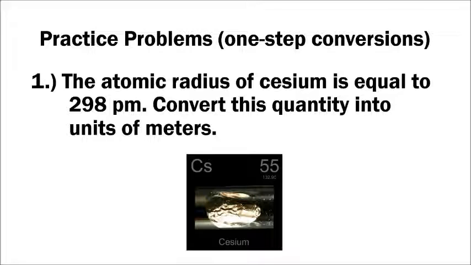Okay, there are 10 problems. Number 1, a one-step conversion. The atomic radius of cesium is equal to 298 picometers. Convert this quantity into units of meters.